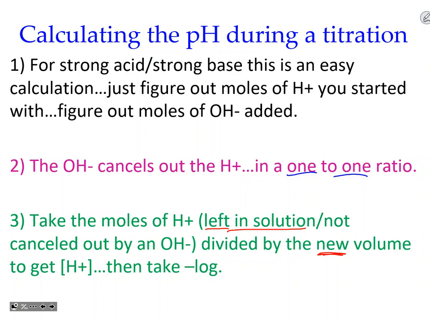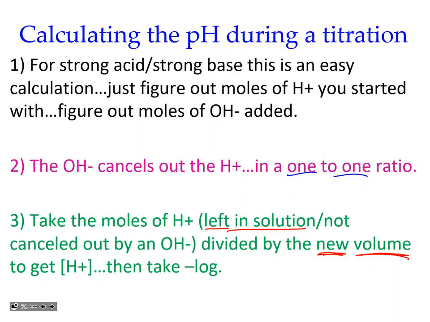But we always have to factor in this idea of the new volume, because as you're adding stuff to your titration, you keep adding new volume, and that changes concentrations, because we know that molarity is moles over liters. So besides calculating the moles at each point, we're going to have to figure out the new volumes at each point so that we get the correct concentration in order to determine the pH.